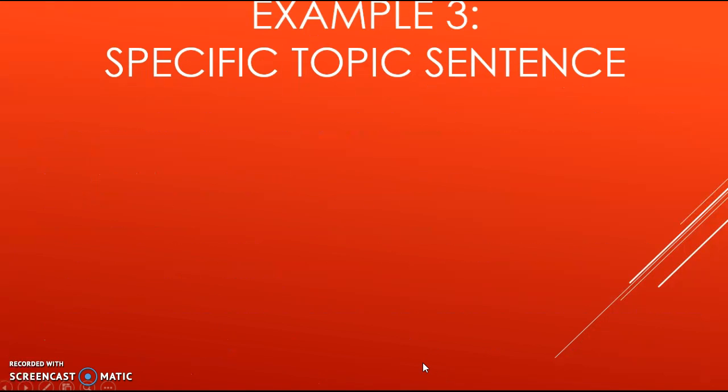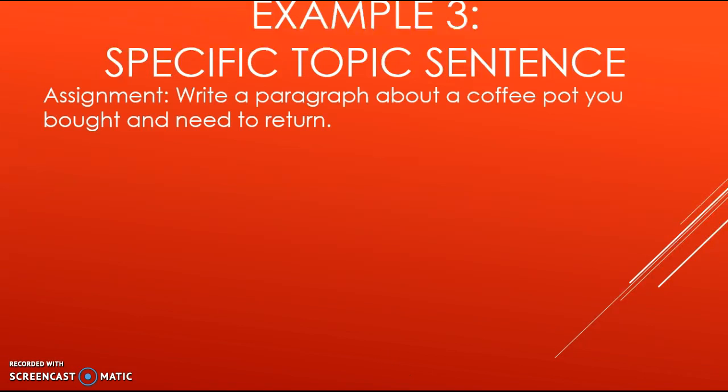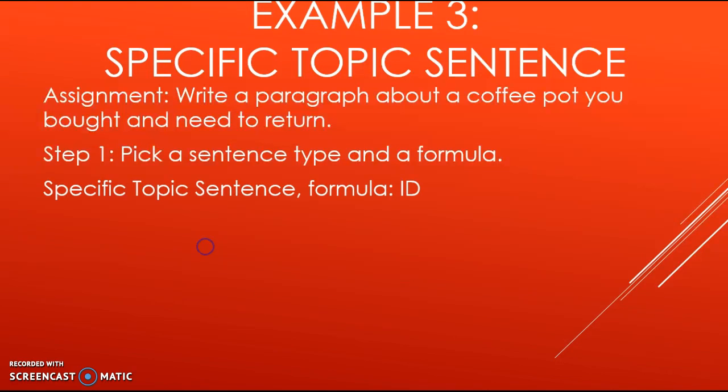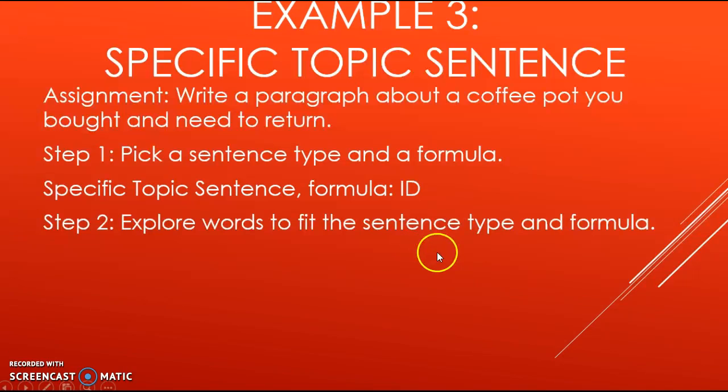That is the specific topic sentence. And this time we are going to write a paragraph that would go with something that could happen in your life. So write a paragraph about a coffee pot you bought and need to return. So our first step is to pick a sentence type and a formula. This time we have a specific topic sentence as our sentence type, and our formula is going to be ID. So we need to explore words to fit the sentence type and formula.